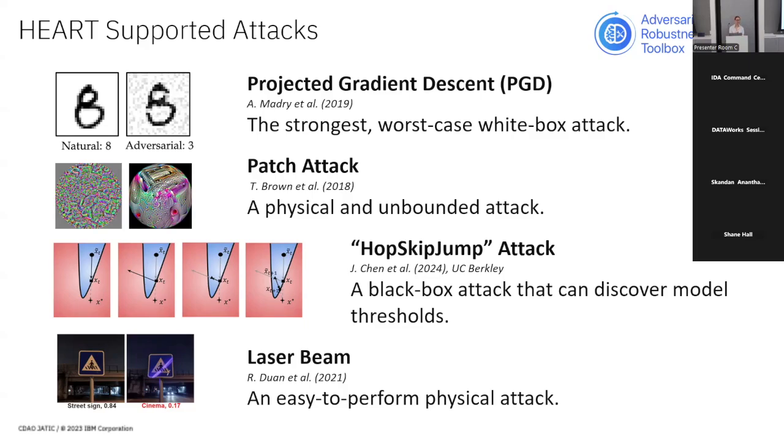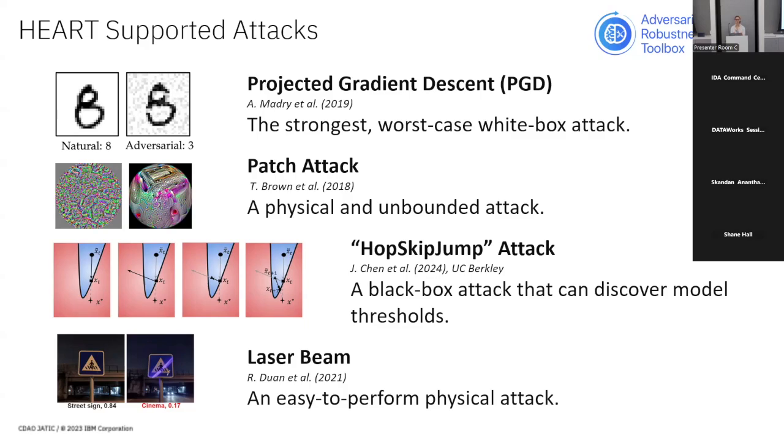We have the HopSkipJump attack. So this is a black box attack. So even if the attacker doesn't know anything about your model, this attack can be used to sort of probe and discover model thresholds that can then be exploited.